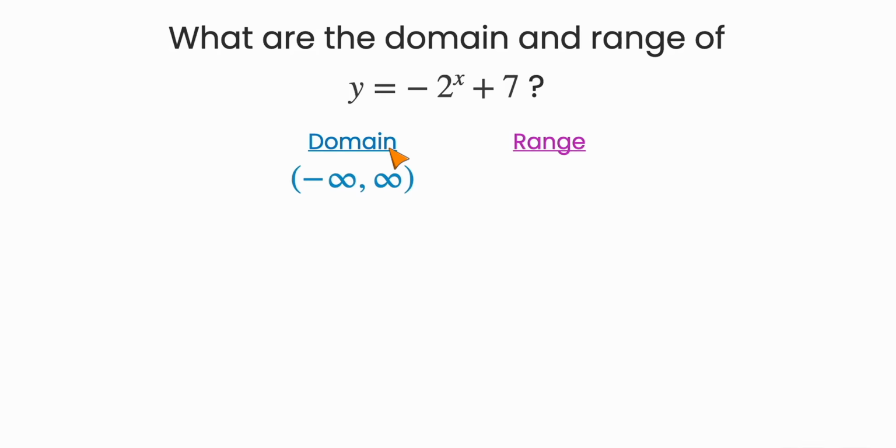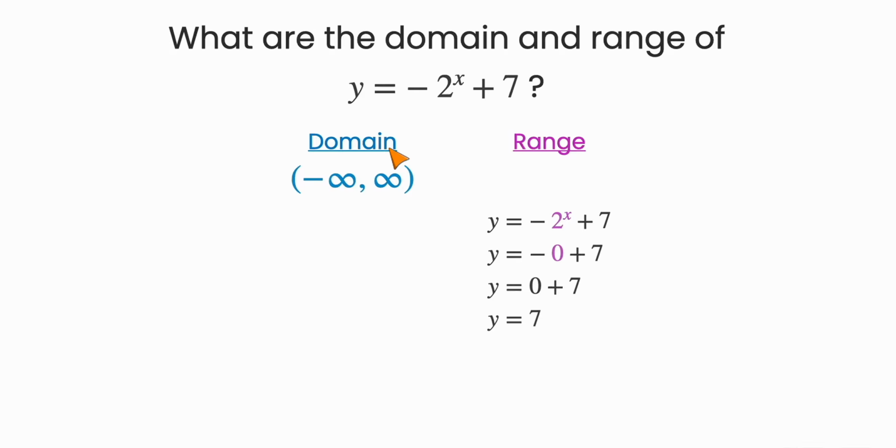If the base of our power is positive, then it can only take on values greater than or equal to 0. Similar to our last example with the square root, we can find the y value when 2 to the x is equal to exactly 0. We find that y equals 7, which represents one end of our range.